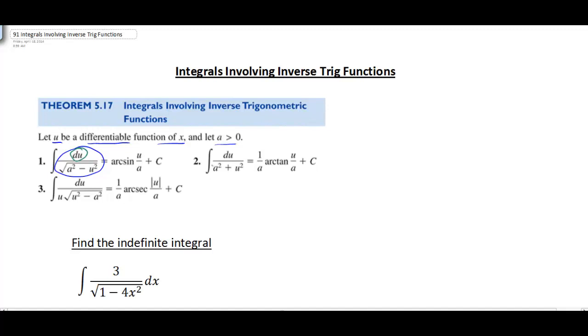All right, then we have another formula, du over a squared plus u squared. If we can get the integrand to match up to this, then the integral is simply 1 over a arctangent u over a plus c.